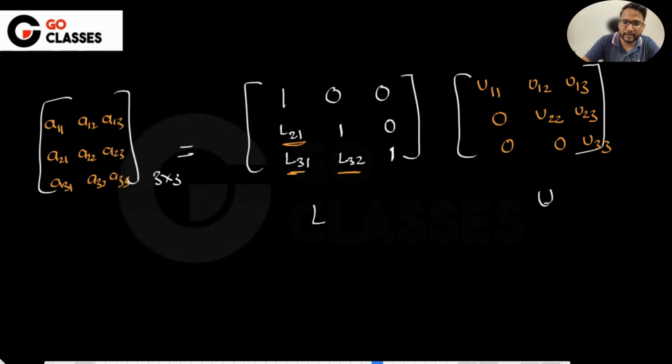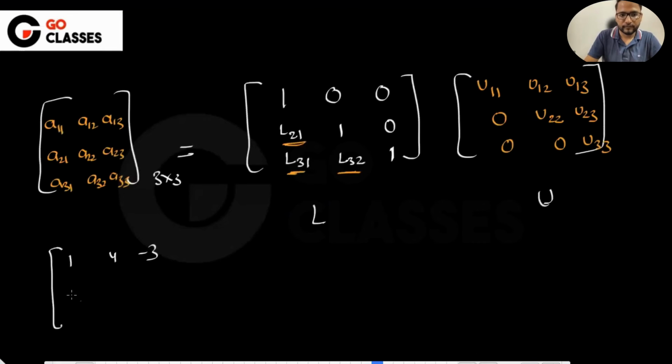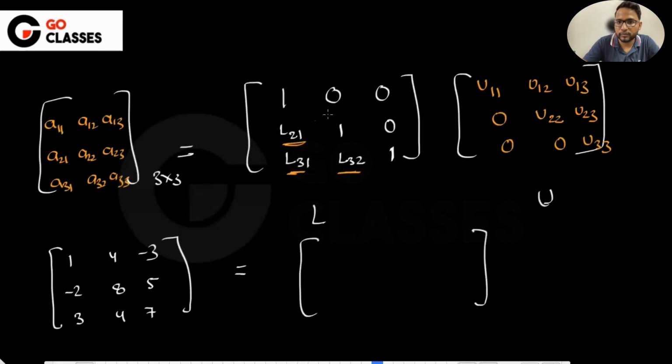So what is our matrix? Let me quickly do it. 1, 4, minus 3. And then minus 2, 8, 5. This is 3, 4, 7. Equal to, can you tell me this number? This should be U11. So U11 you can easily calculate.